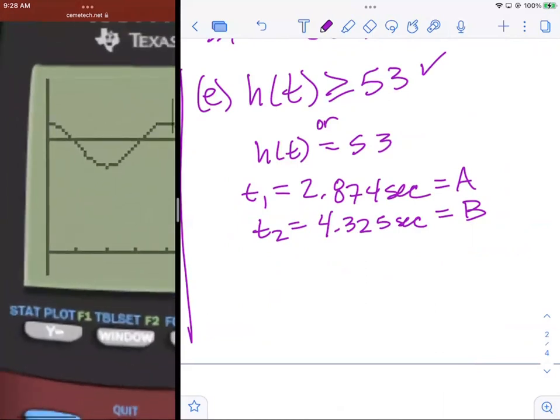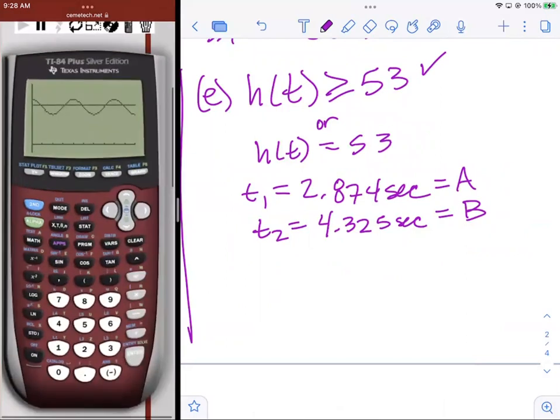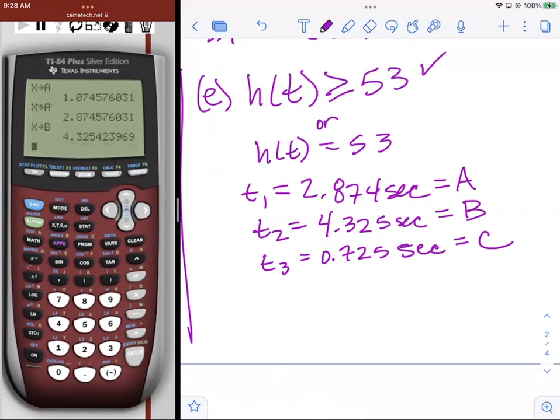But I also need to find that point of intersection over there, don't I? That first point of intersection. So let's do that. I'm going to say T sub 3 is equal to second trace number 5. Enter, enter. And now I just scroll with it. Am I close enough? Looks good. Enter. And it's right there, 0.725. And I'm going to store that as C. Okay. So second quit, and I'm going to hit X, STO, alpha C.